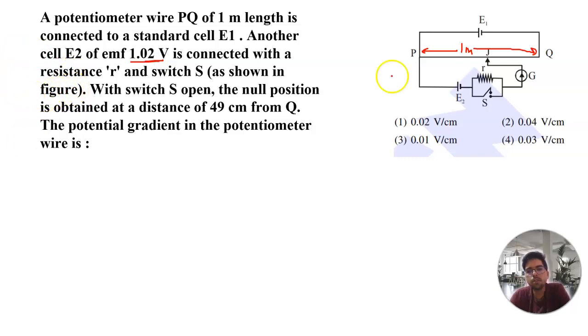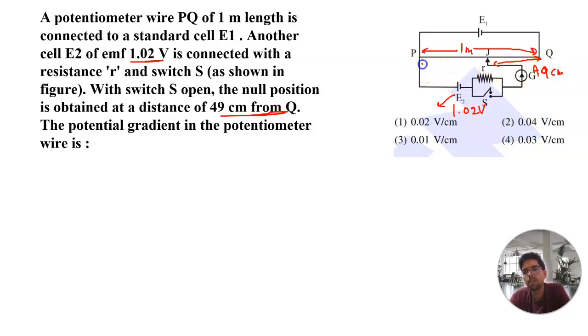Another cell E2 of EMF 1.02 volt. Where is E2? Let's see the figure. This is E2 and it is 1.02 volt. Clear? It is connected with a resistance R and a switch as shown in the figure. This is the switch and it is R. When the switch is open, the null position is obtained at a distance of 49 centimeter from Q. So they have given the distance from Q, 49 centimeter.